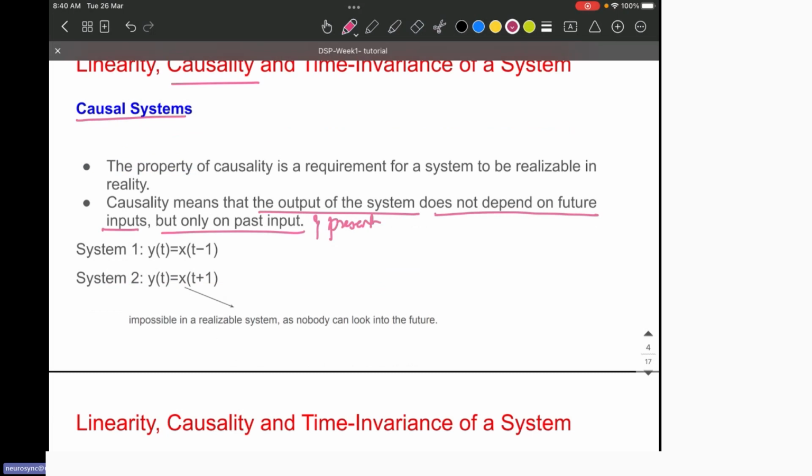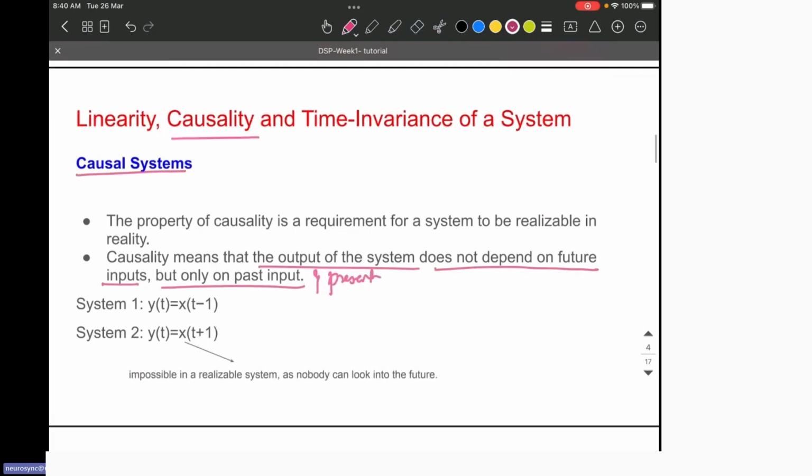So how to check whether the system is causal or not? For example, if you take this system 1, which is represented as y of t is equal to x of t minus 1. Now, to find y of 0, I will require x of minus 1. Now, this x of minus 1 is nothing but the past input of the system. Therefore, this system is a causal system. This is a very simple example.